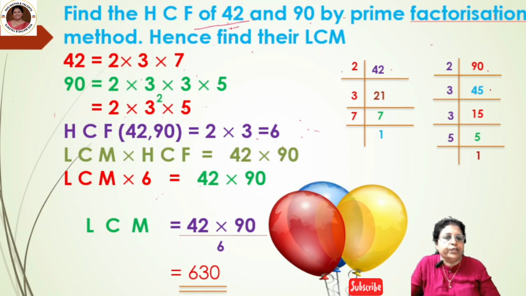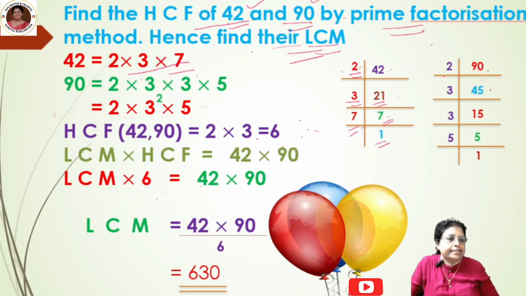Find the HCF of 42 and 90 by prime factorization method. Hence find the LCM. Okay. See here, you have to find out HCF of 42 and 90. Then find the LCM. So here you have to use the relation. We have seen a relation. So let us try. 42 is factorized. It is divided by 2. You will get 21. Divided by 3, then you will get 7. 7 is divided by 7, then you will get 1. Okay. So you will get 2 times 3 times 7.